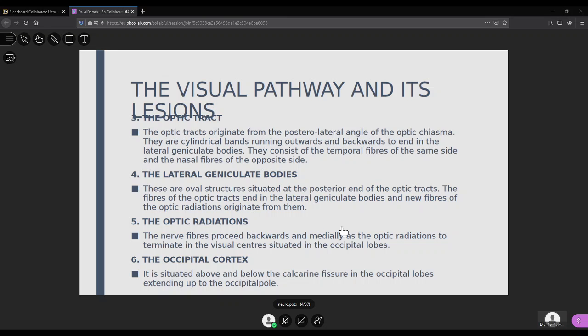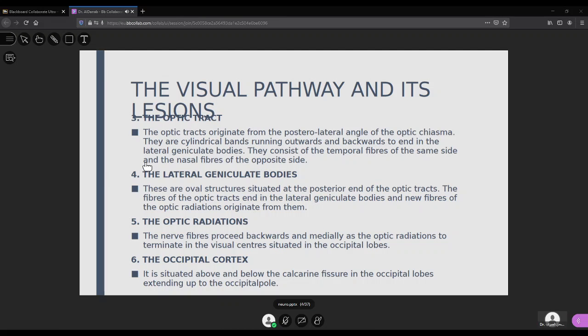The optic tract originates from the posterior lateral angle of the optic chiasma. They are cylindrical bands running outwards and backwards to end in the lateral geniculate bodies. They consist of temporal fibers of the same side and nasal fibers of the opposite side. So the nasal is almost always opposite, and the temporal is for the same side.